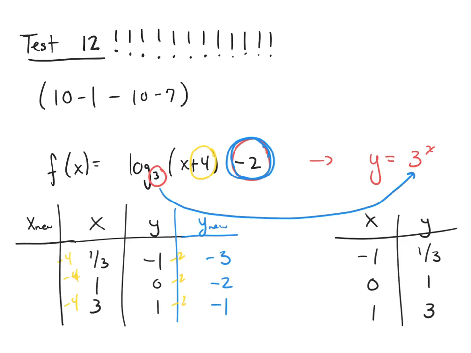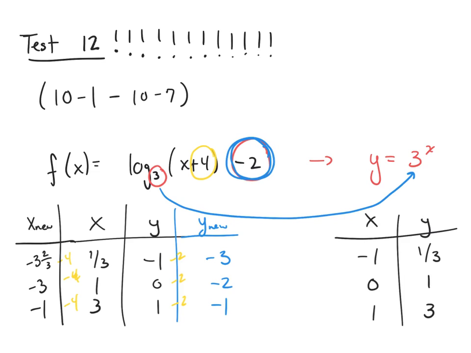So let's subtract 4 from all of those x values. 3 minus 4 is negative 1. 1 minus 4 is negative 3. And then 1/3 minus 4 is negative 3 2/3. So again, I'm taking the x coordinates and subtracting 4 from each of those values.